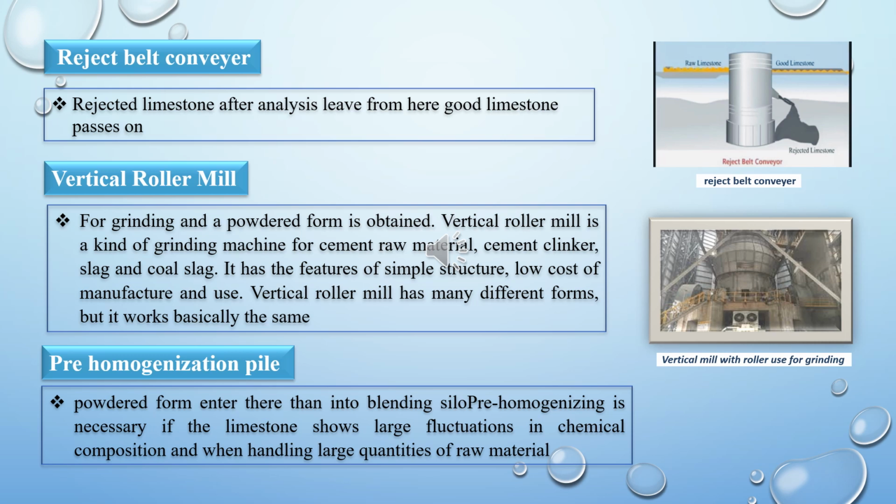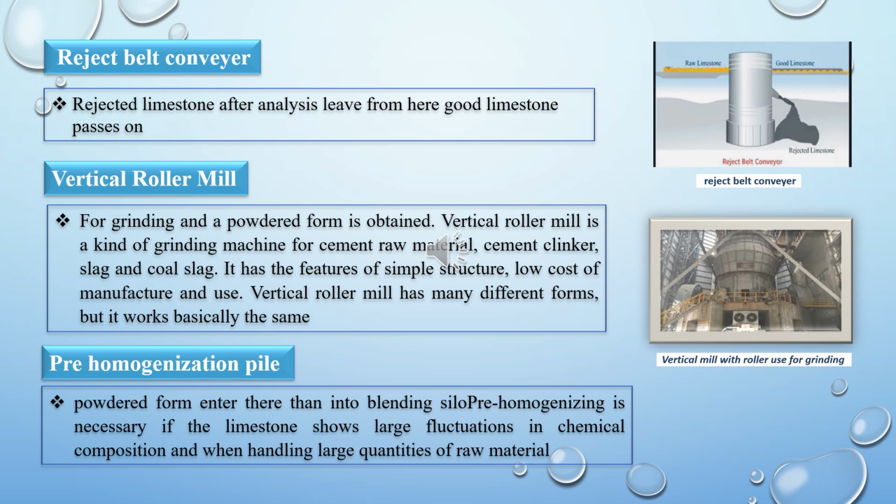And the next one is pre-homogenization piles. Powdered form enters there and then goes into the blending silo. Pre-homogenizing is necessary if the limestone shows large fluctuation in chemical composition when handling large quantities of raw materials.